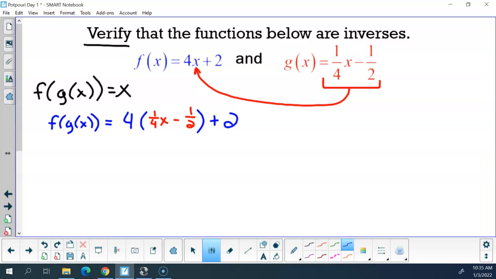Now let's do some math. 4 times 1/4 is 1, times x is x. 4 times 1/2, half of 4, is 2. Then that's minus 2. Then I got this plus 2 sitting out there. x minus 2 plus 2 is x. That's what we need it to be, right?